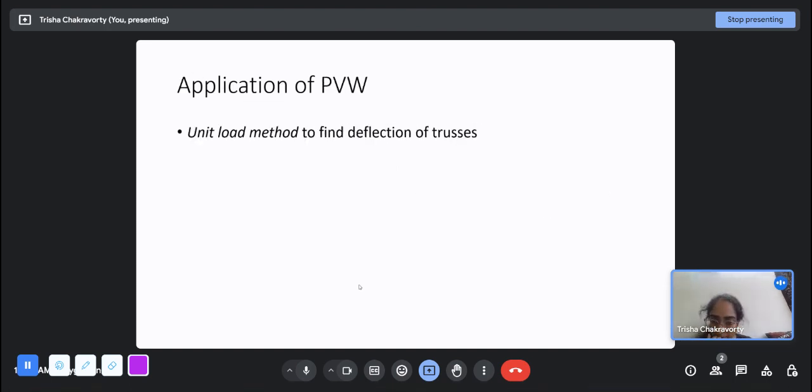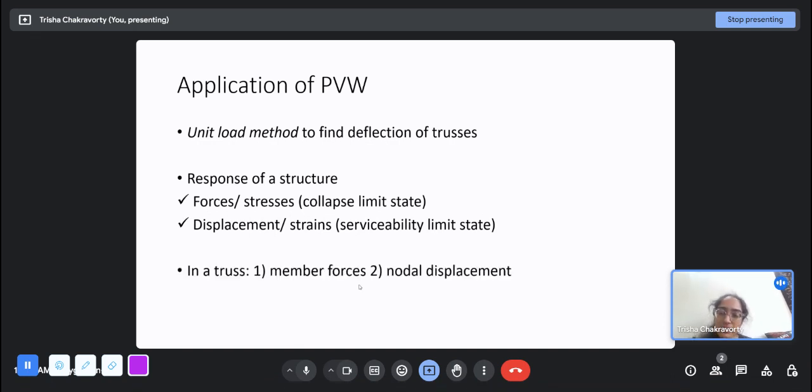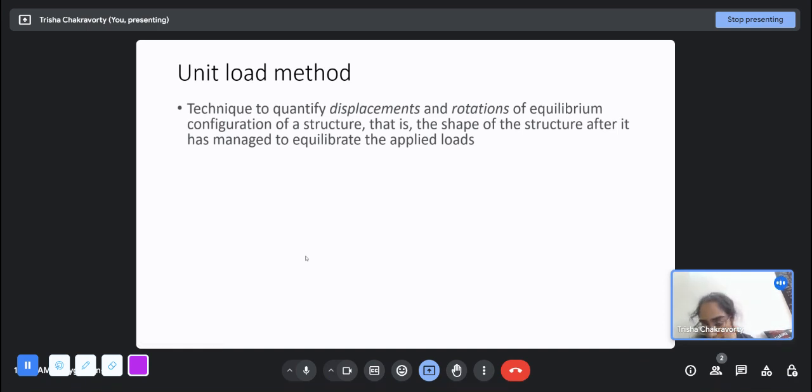The unit load method to find deflection of trusses. The response of a structure, as I said, is the force and stress response, the collapse limit state, and displacement or strain, the serviceability limit state. In a truss, member forces and nodal displacements are what we are basically concerned about. In week 2 we looked at member forces, and in week 3 we looked at the nodal displacements. And for the nodal displacement we use the unit load method, which is based on the principle of virtual work. It is the technique to quantify displacements and rotations of the equilibrium configuration of a structure, that is, the shape of a structure after it has managed to equilibrate the applied forces.